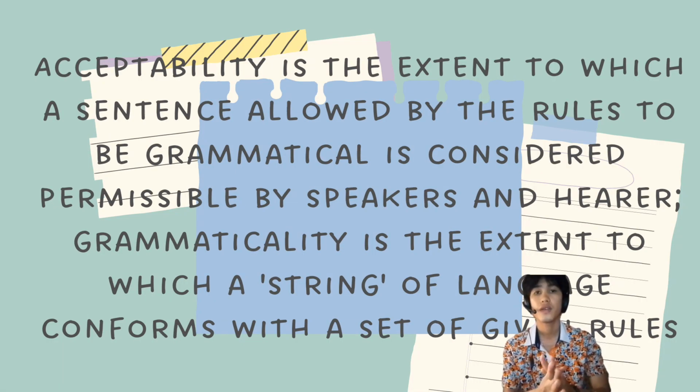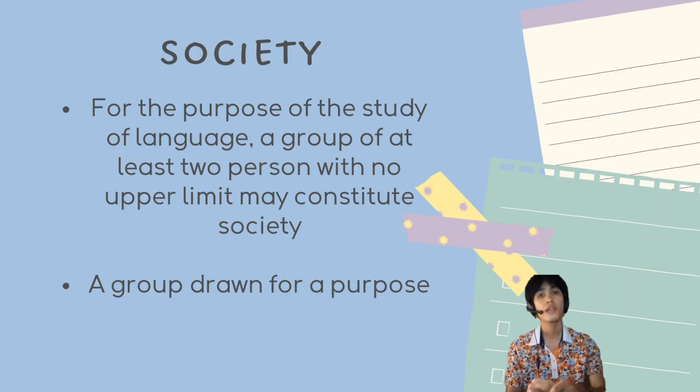And of course we have here the acceptability versus grammaticality. So what's the difference between these two? Acceptability is the extent to which a sentence allowed by the rules to be grammatical is considered permissible by speakers and hearers, whereas grammaticality is the extent to which a string of language conforms with a set of given rules.